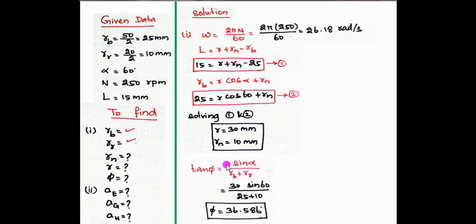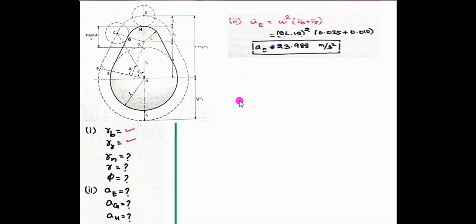By substituting the R, RB, RR and alpha values in this formula, we can get phi equal to 36.586. These are the basic dimensions of the cam. Now we have to get the acceleration at the points E, G and H. I have already shown the formulas to calculate acceleration at E, G and H. Now I am going to use the same formulas here to find the answers.